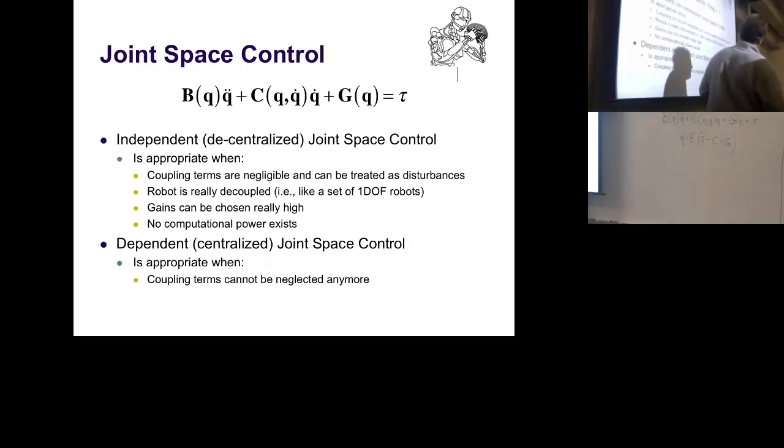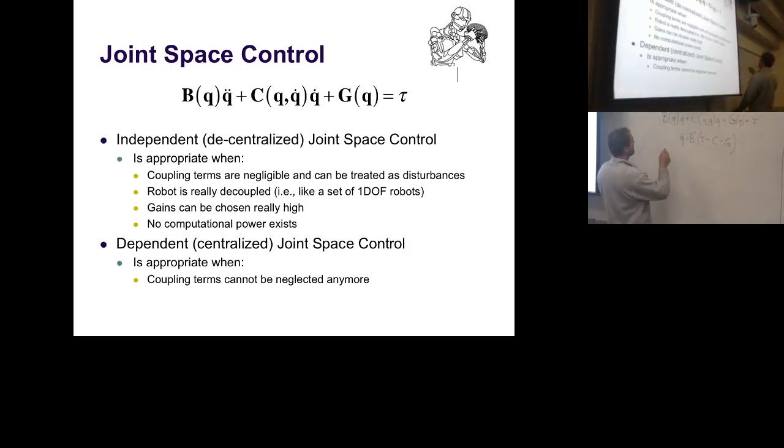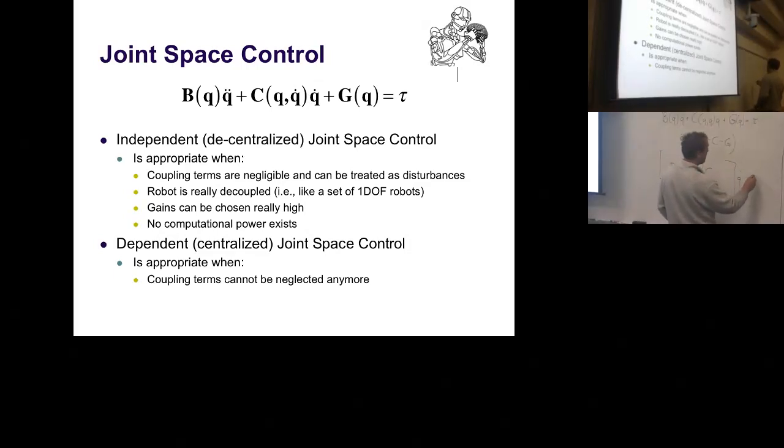So what does it mean? Essentially, here B is a big matrix multiplying q double dot, and C is a big matrix multiplying q dot, and then comes our gravity vector. I try to figure out: is it possible that I can just focus on the elements on the diagonal and ignore the other ones? It's actually useful to think about when this is valid.